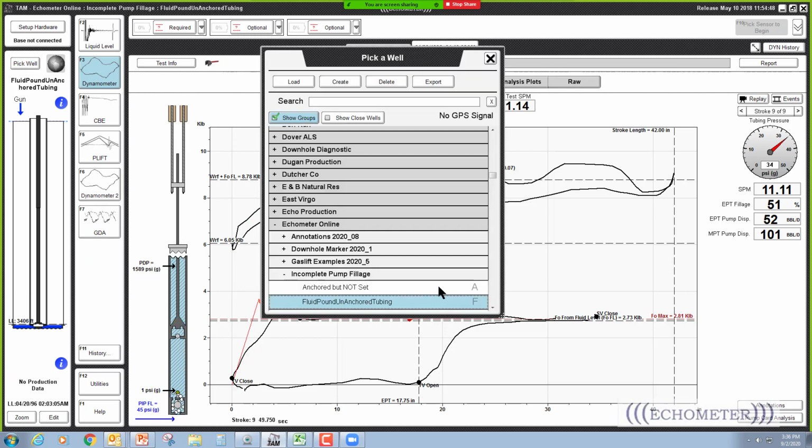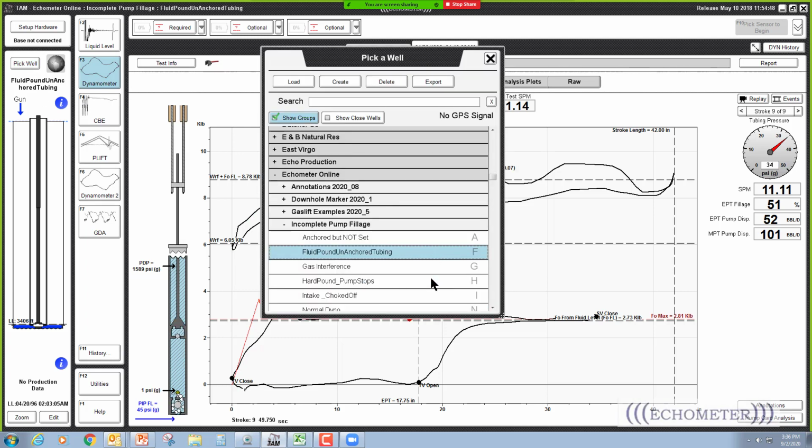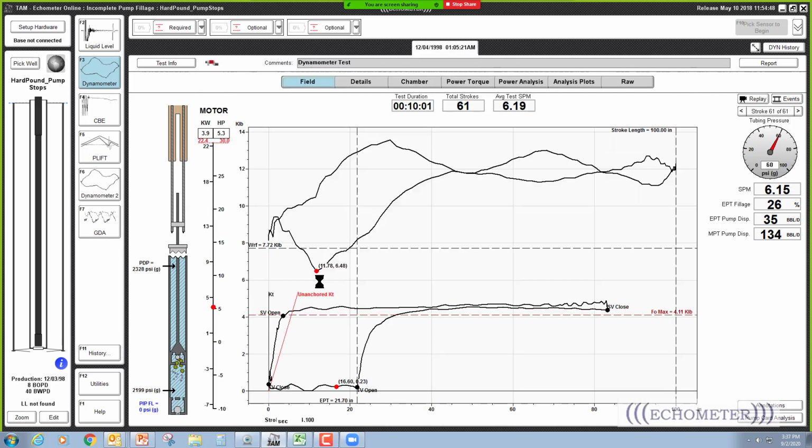If we go to this one, I'm going to skip this gas interference one. I'll come back to it in a minute. The next one is a hard pound. The pump stops. So if I go to look at this well, there's a paper called Percentage Timer, and this is a well that the Percentage Timer paper was based on.